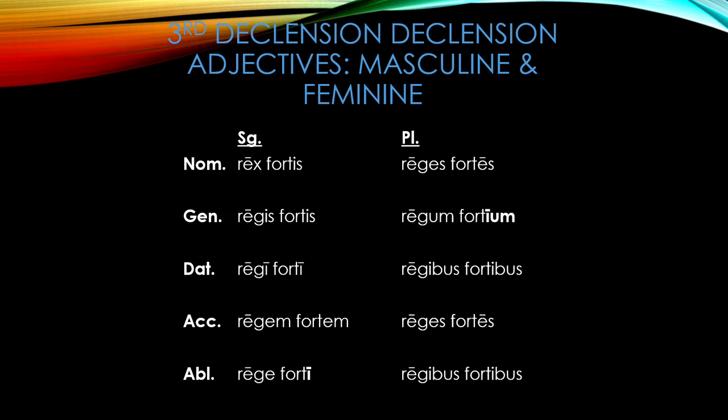This means that in the masculine, feminine, and neuter genders, the ablative singular is a long I, and the genitive plural is IUM. You can see an example of this with the phrase rex fortis on your screen. The differences from a regular third declension noun are bolded.